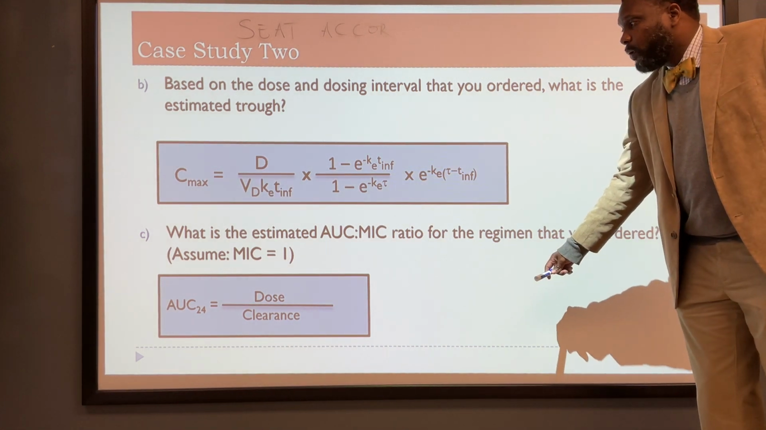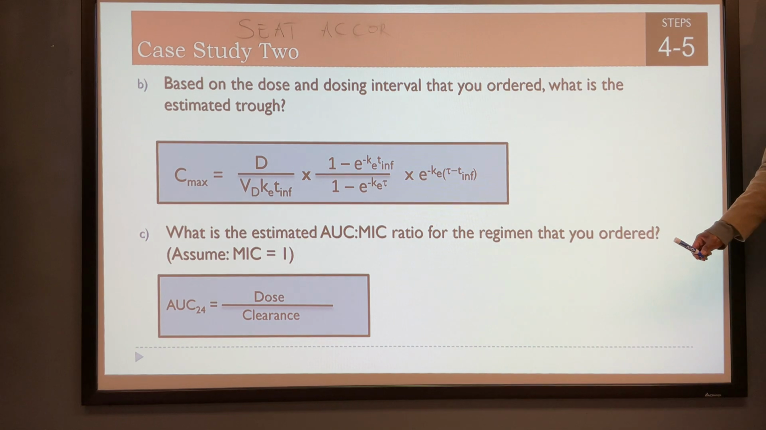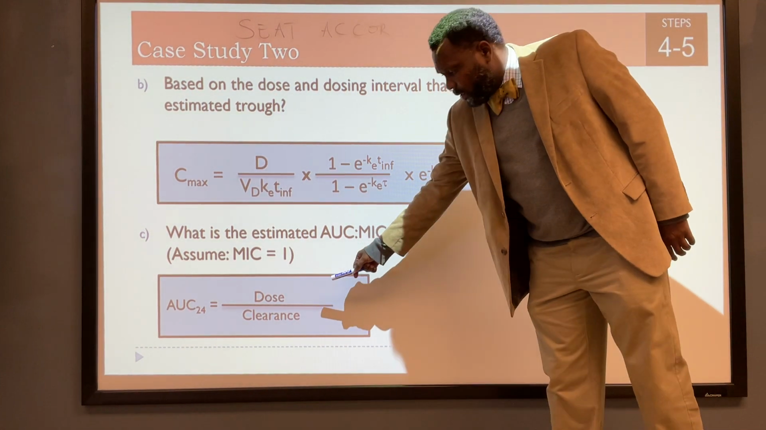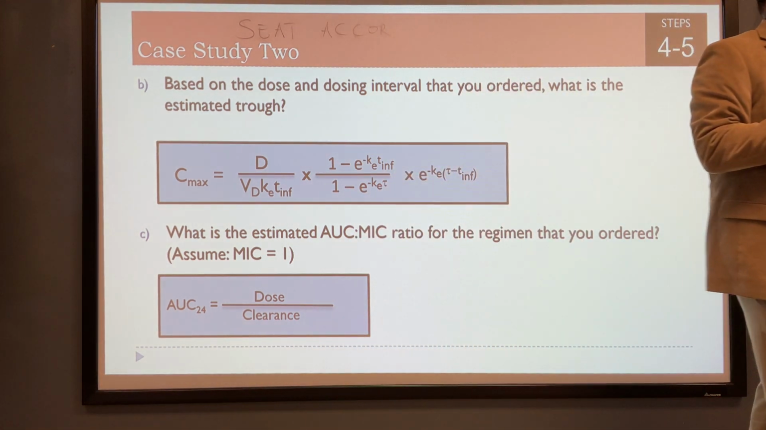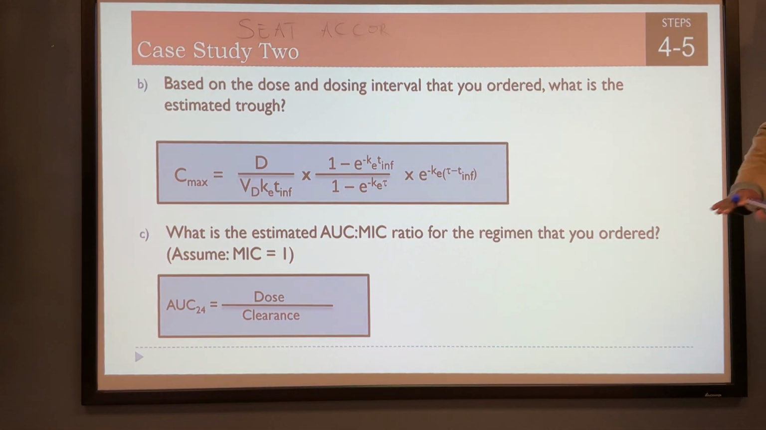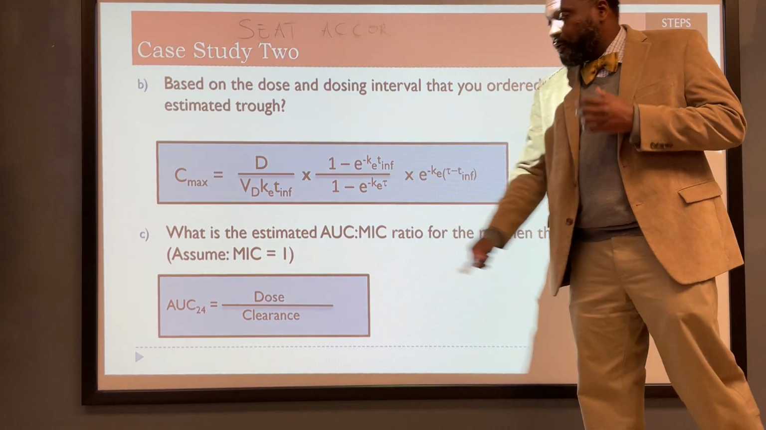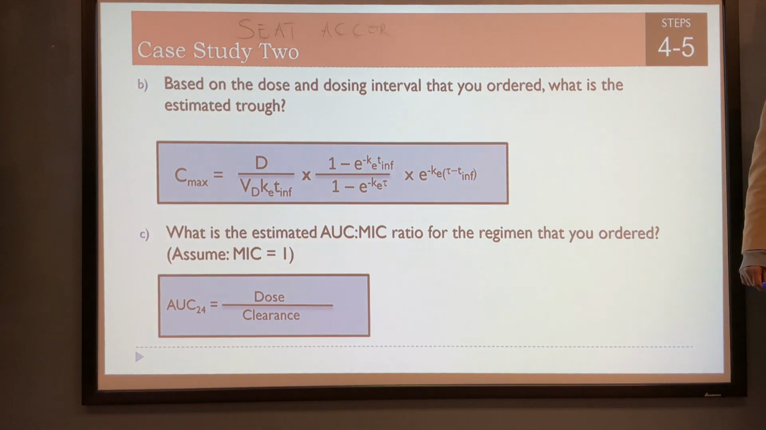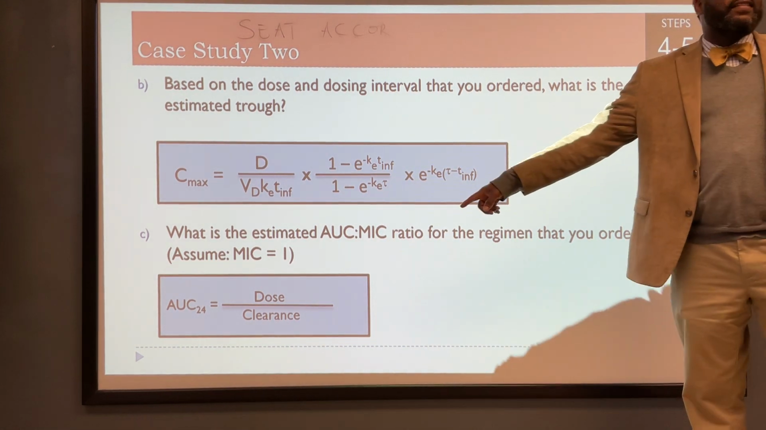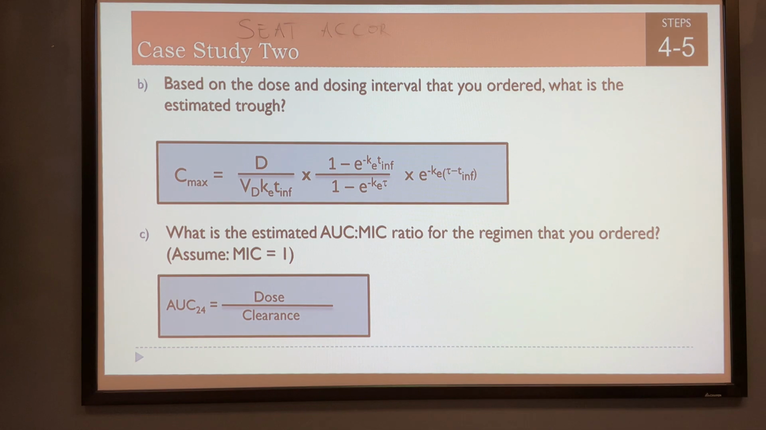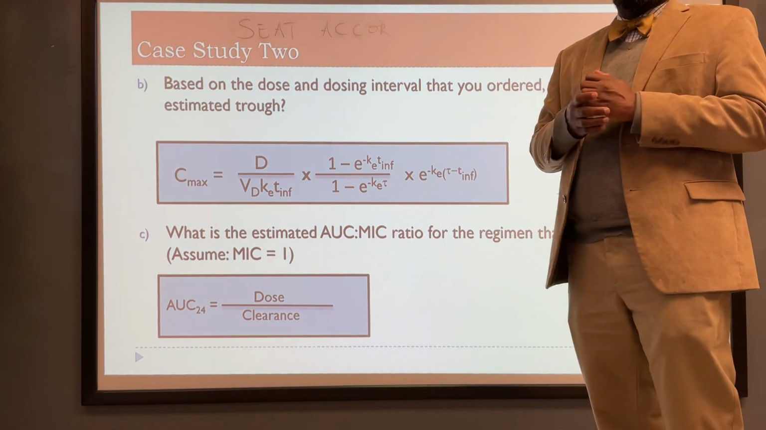And then this is only for illustration purposes. What I mean by that is there are different ways to calculate area under the curve. If you're using some fancy software, they have a different formula that they use. But for our purposes, we've been using AUC as the dose over the clearance. So we'll continue to do that just for illustration purposes. But remember, that clearance is an estimate. So if I have plasma levels, then I can really tell what the clearance is for that particular patient.